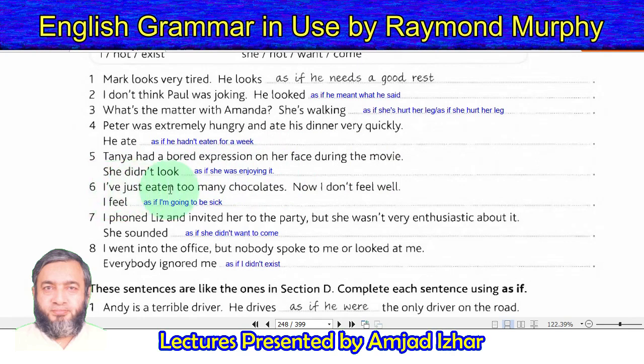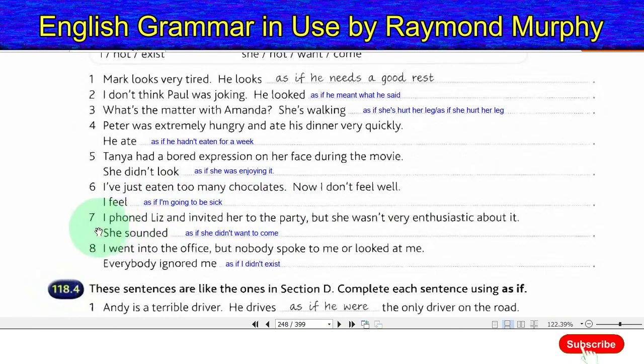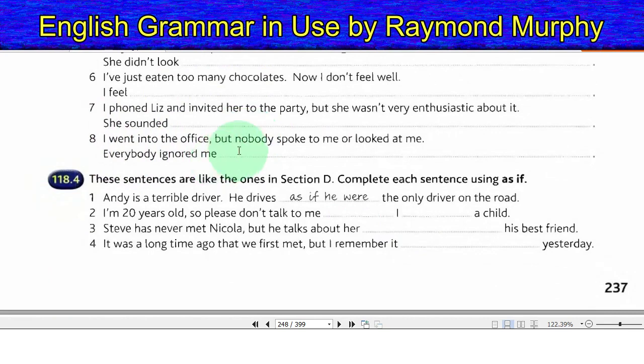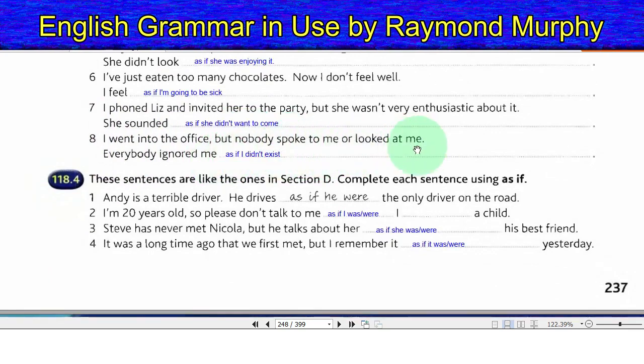6. I have just eaten too many chocolates. Now I do not feel well. I feel as if I am going to be sick. 7. I phoned Liz and invited her to the party, but she was not very enthusiastic about it. She sounded as if she did not want to come. 8. I went into the office, but nobody spoke to me or looked at me. Everybody ignored me as if I did not exist.